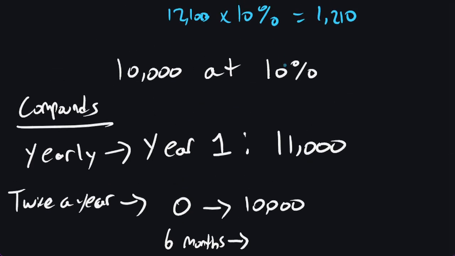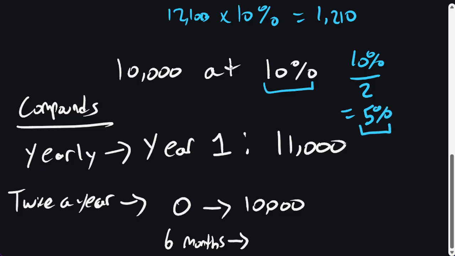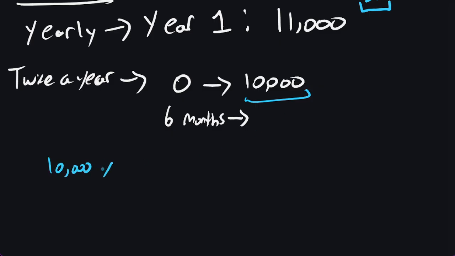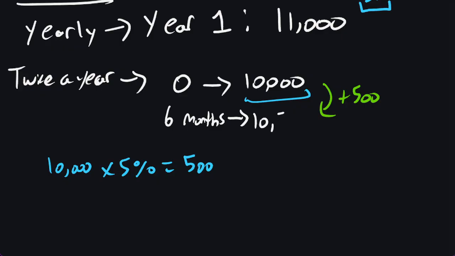If we increase by 10% per year, then that means we increase by 10% divided by 2 every 6 months. So we increase by 5% after 6 months. So what's 10,000 times 5%? That is $500. So we're going to increase by $500 after 6 months. Okay, so now we have 10,500. Great. Let me just move this.